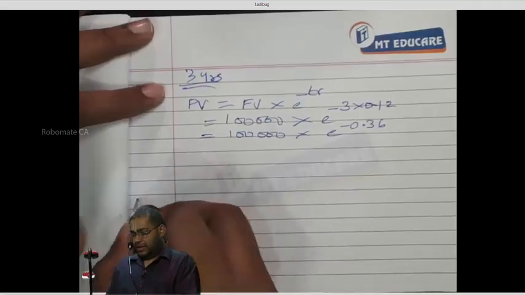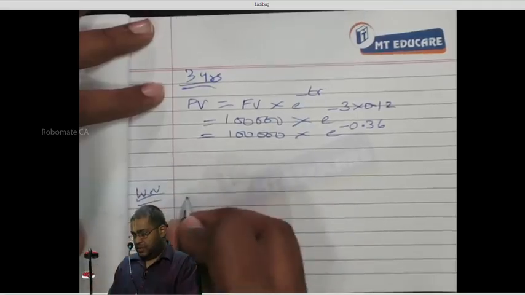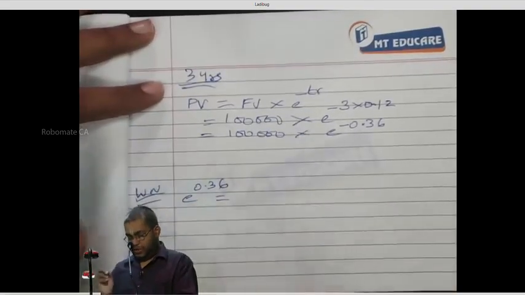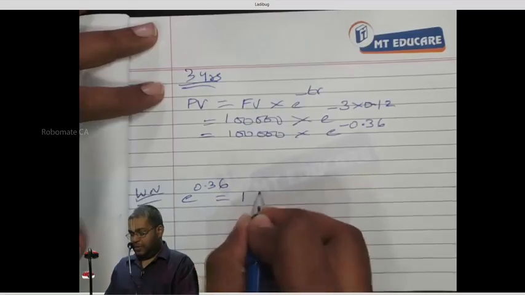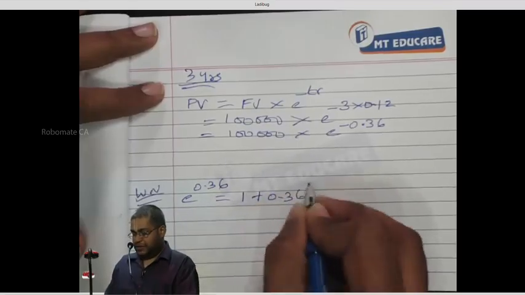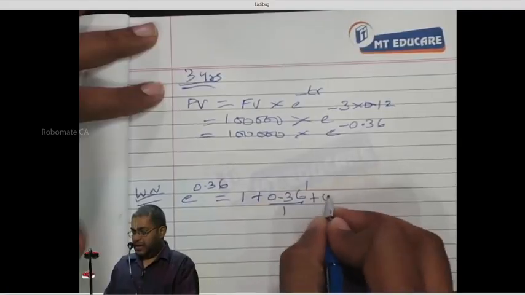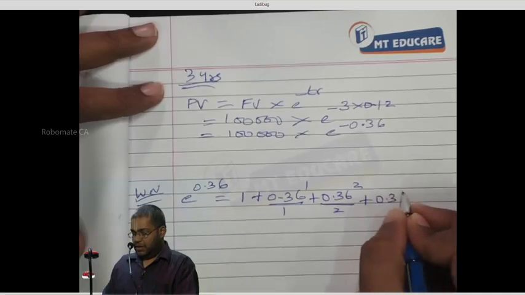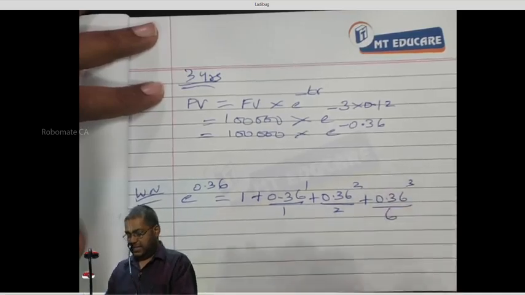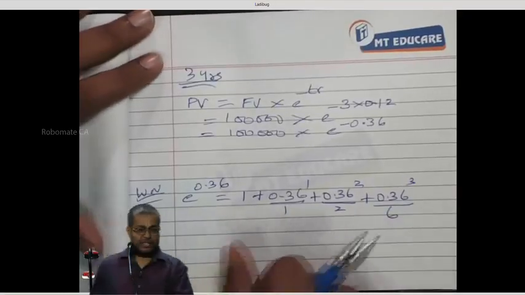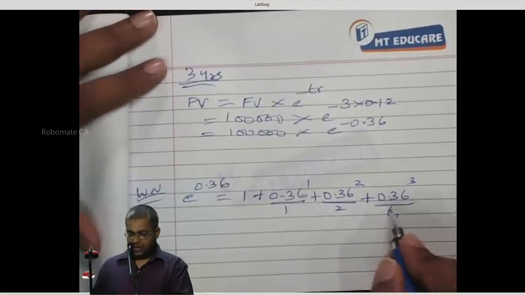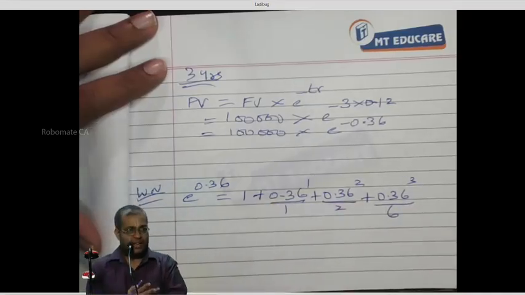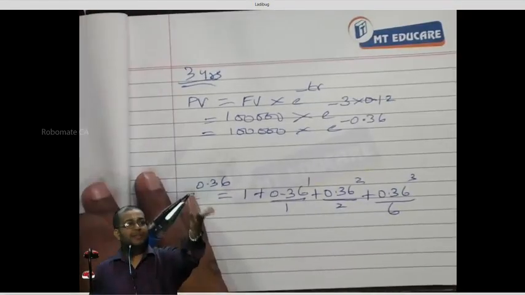Now, write the working note. E power 0.36 is equal to, we are going to do it together: 1 plus 0.36 power 1 by 1, plus 0.36 squared by 2, plus 0.36 cube divided by 6. Everybody understanding and writing or not? Can I proceed?